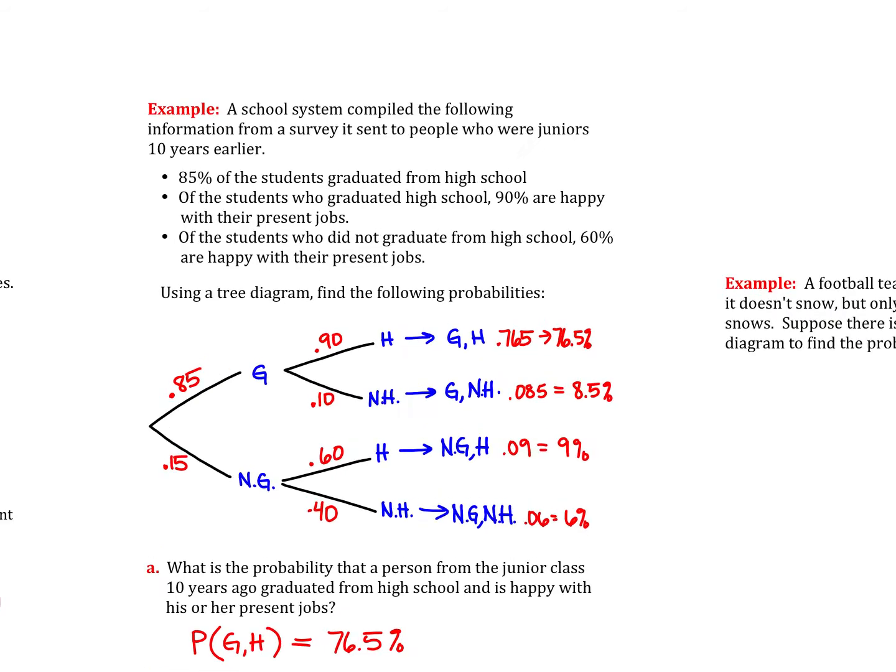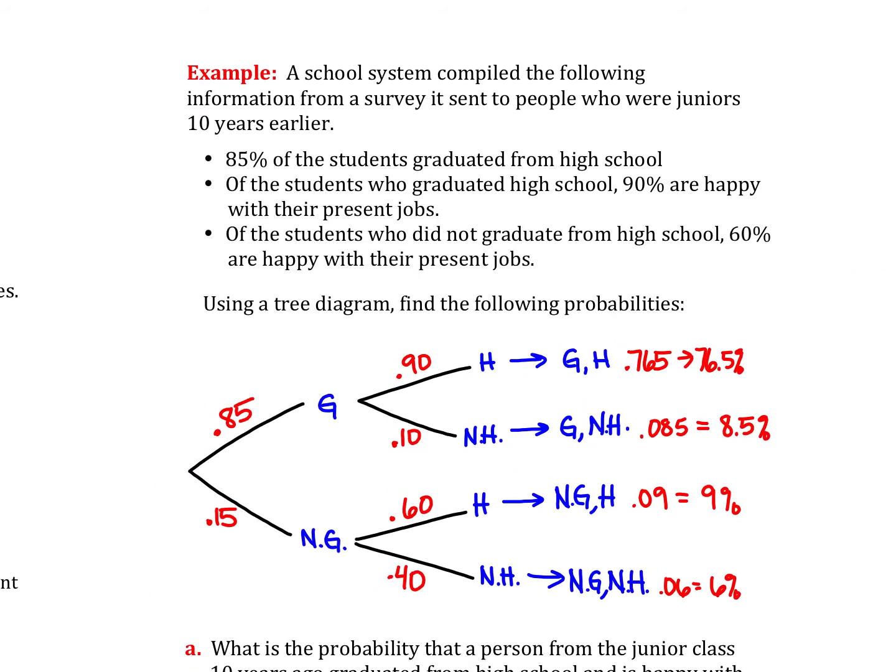Here we've got a completed tree diagram that we'll kind of discuss. And then I'll show you the answers that follow there. So here we have a school system that compiled the following information. 85% of students graduated from high school. So that's this first branch here. You either graduated or you didn't graduate. Now they didn't tell me about this 15%, but I can kind of infer that if 85% did, then 15% did not. And to do that, I just did 100 minus 85%.